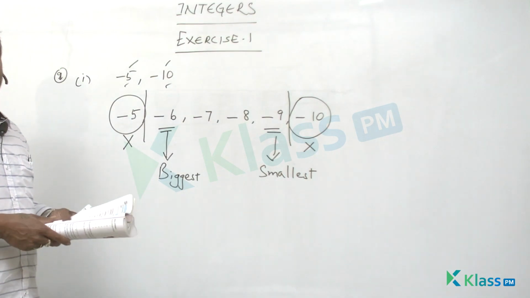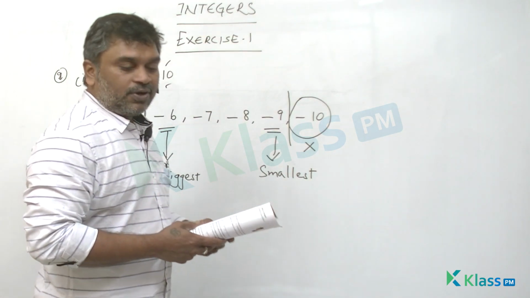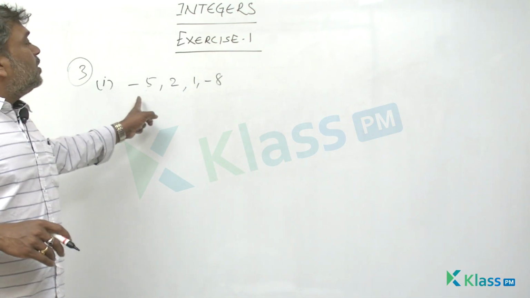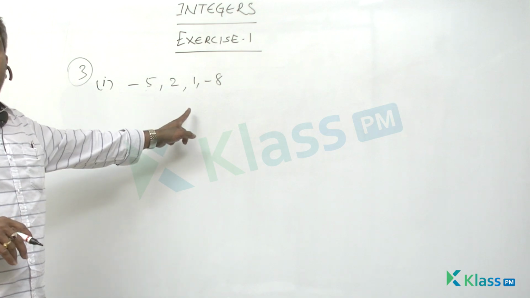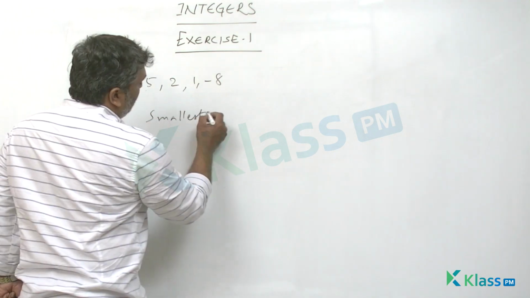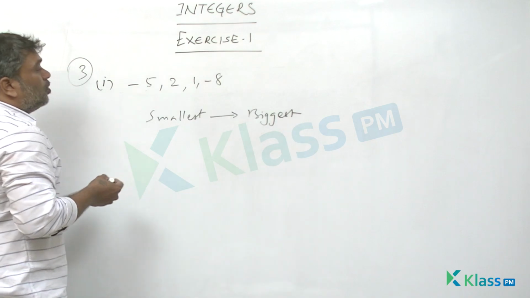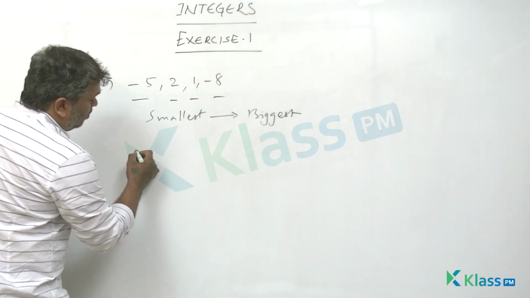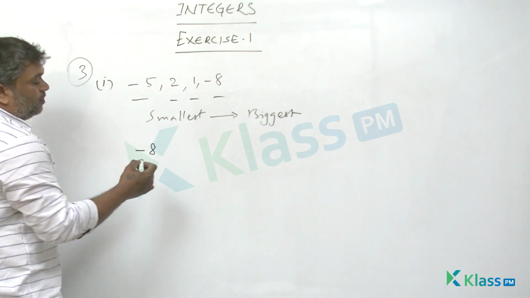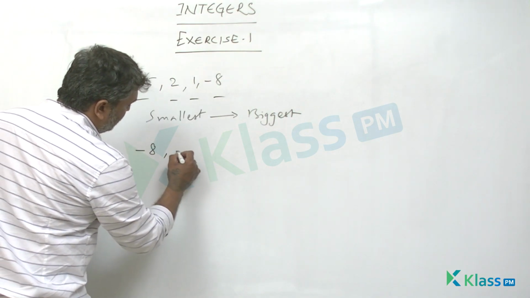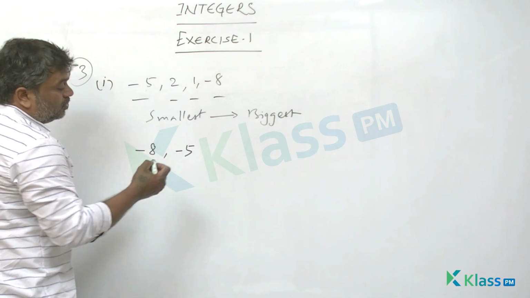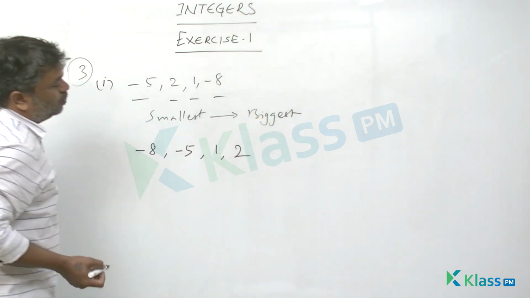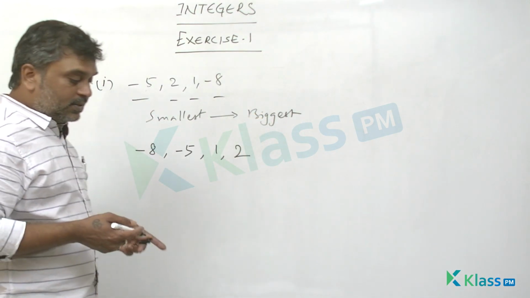Ascending order means smallest to biggest, that we already know. In this problem, he has given some integers and we have to write them in ascending order. Ascending order means smallest to biggest. What is the smallest number here among these four? Minus 8 is the smallest number. The next smallest is minus 5. The next smallest is 1 and the biggest is 2. Like this, you have to write.